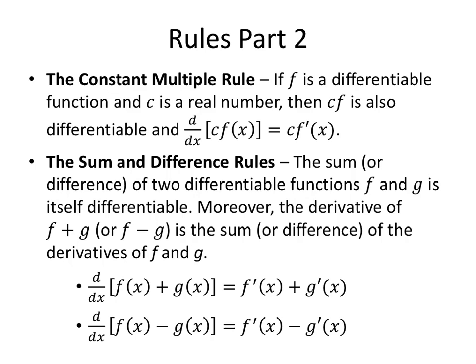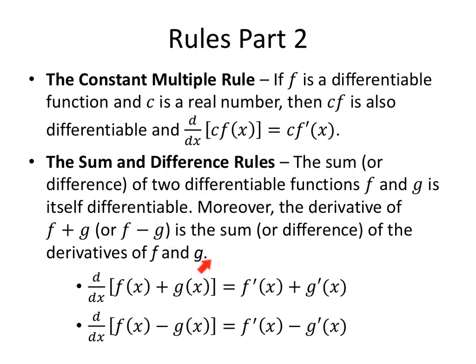Some more rules. The constant multiple rule says if f is a differentiable function and c is any real number, then c times f is also differentiable, so the derivative exists. And just like with taking the constant c out in front of a limit, we can take the constant in front of the derivative. So the derivative of a constant times a function is the constant times the derivative of the function.